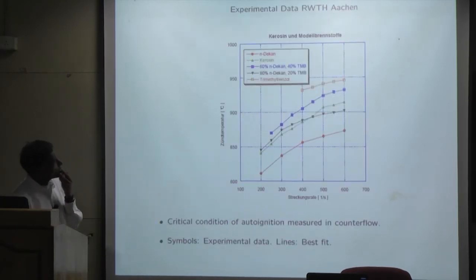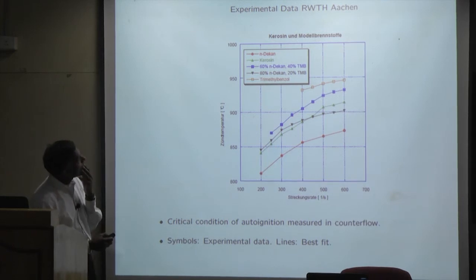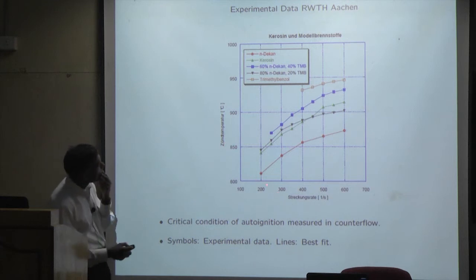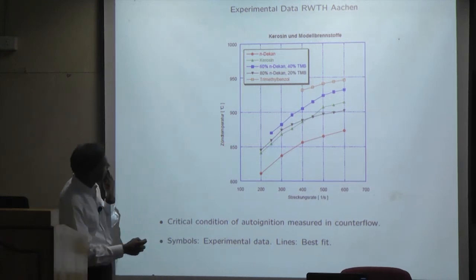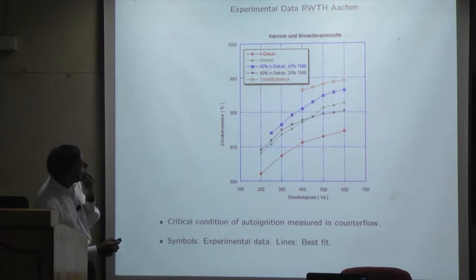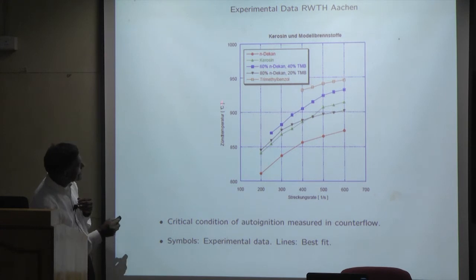This work, as I said, was done in Aachen. These are critical conditions of auto-ignition. That's the strain rate, which is the German for strain rate, and that's the auto-ignition temperature.